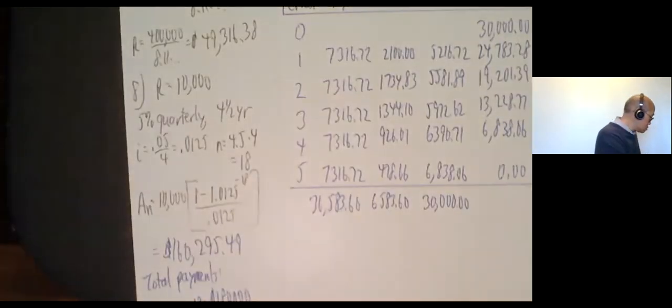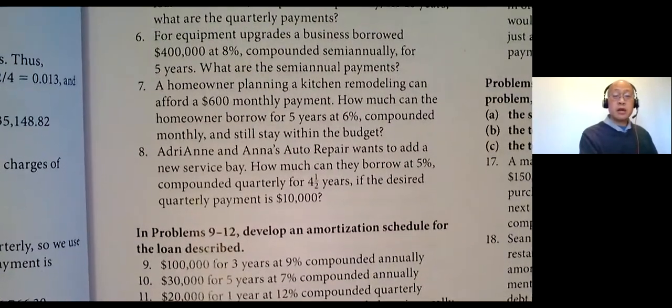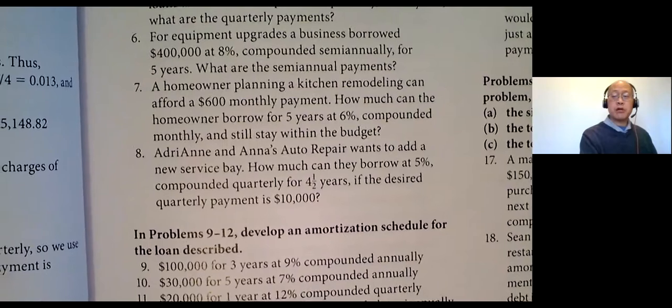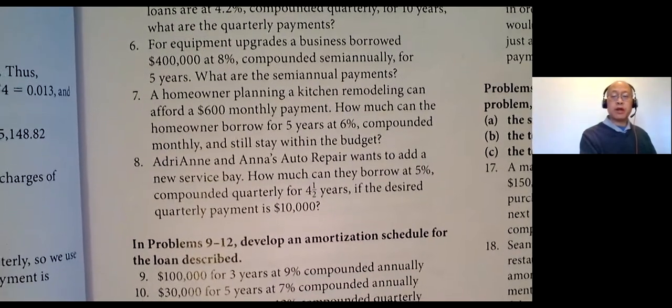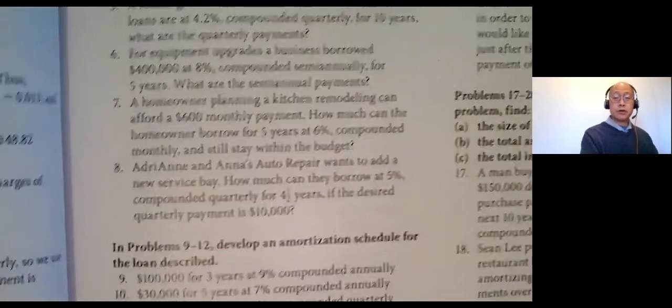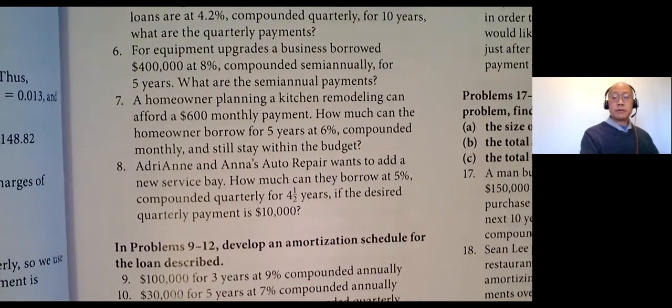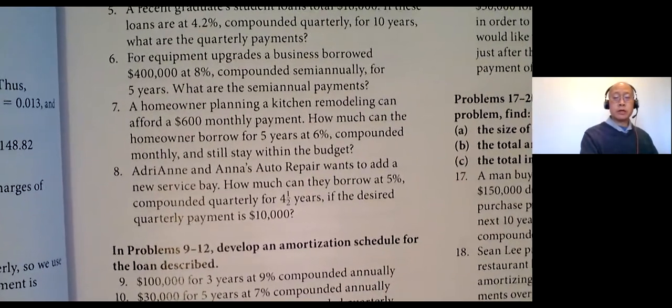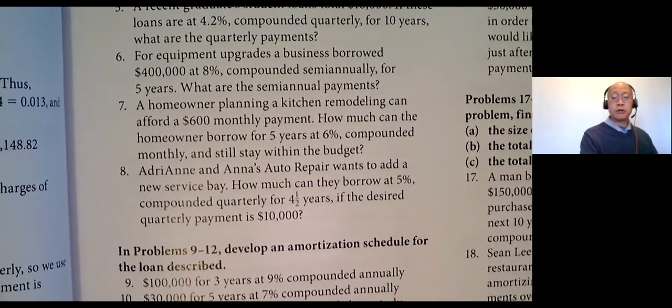Okay, so let me start off with number 8. Adrienne and Anna's auto repair wants to add a new service bay. How much can they borrow at 5% compounded quarterly for 4.5 years? The desired quarterly payment is $10,000. So we have to figure out the amount that they can borrow. They're paying 5% compounded quarterly, you should know what that means, and 4.5 years, and the payment is $10,000.